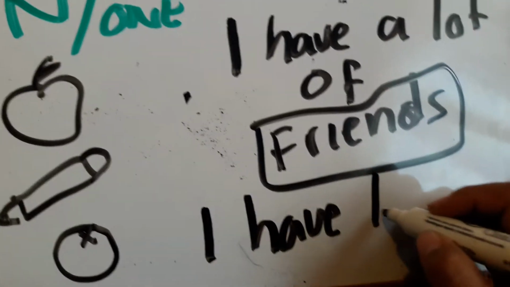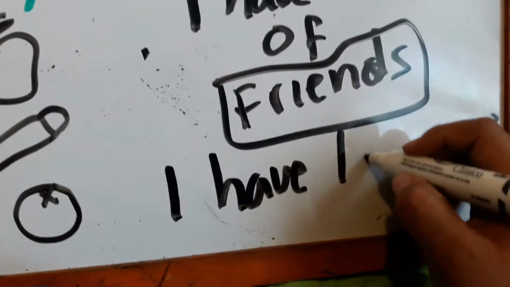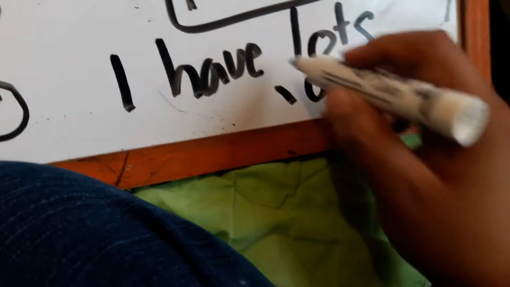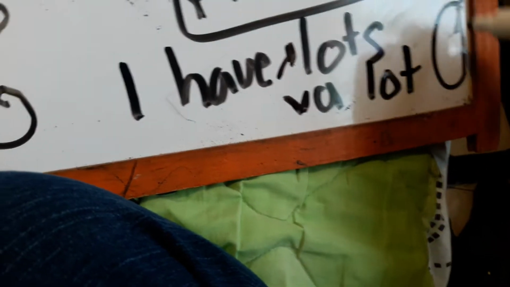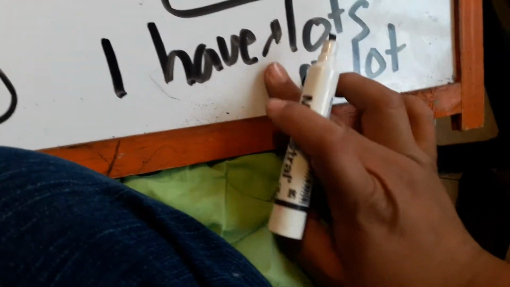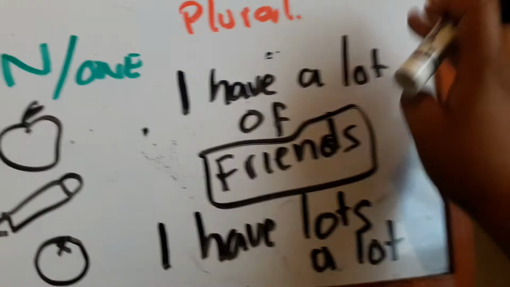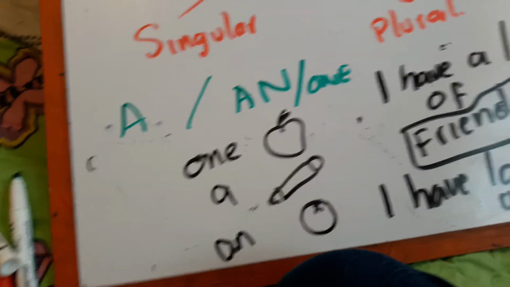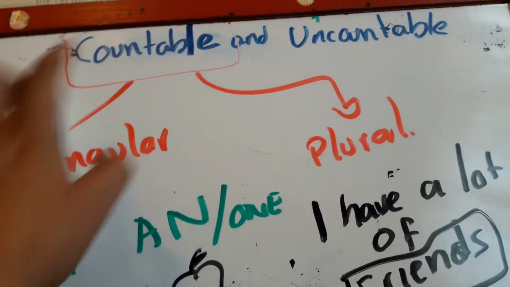Entonces decimos, I have, puede ser, lots. Oh, I have a lot. Here we don't have anything. Aquí no tenemos nada. ¿Sale? Entonces, si no tenemos nada, va sin el of. Lots o a lot. Si tenemos un sustantivo, entonces se ocupa el of. So, let me erase here. That's for countable. Let's move on to the uncountable nouns.